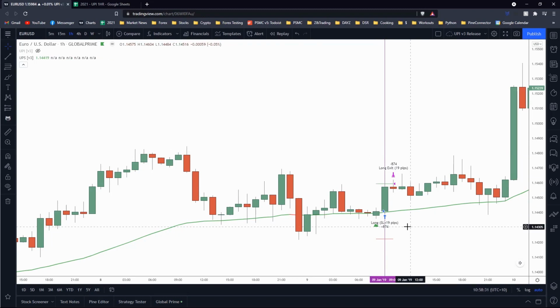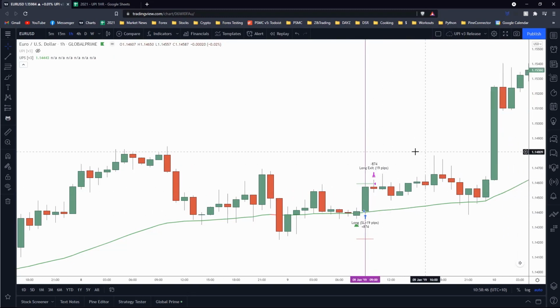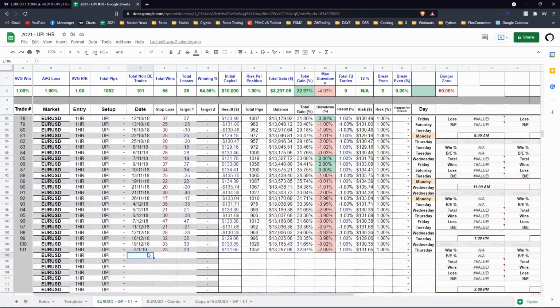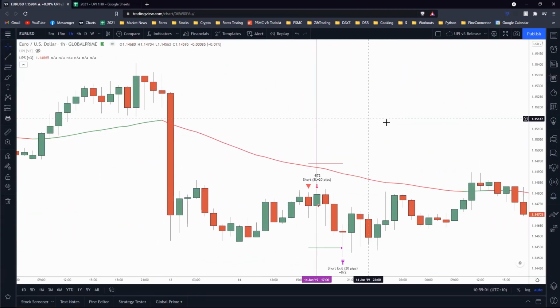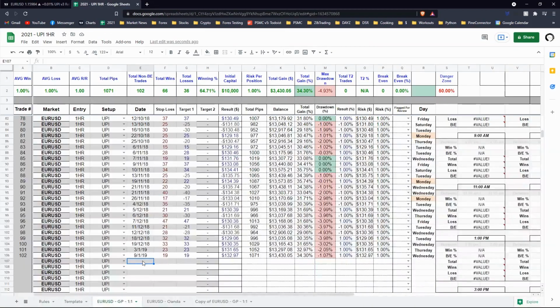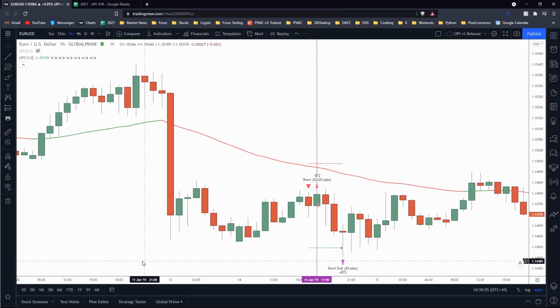In the next video, I'll show you how I use my discretionary rules to avoid trades like this. But for now, we're just going to log this into our spreadsheet because the script picked it up and we're trading every signal the script detects. So 19 pip winning trade. Moving on, we need 2 more winning trades to get out of our drawdown here. And here's one, 14th of January, 20 pips.